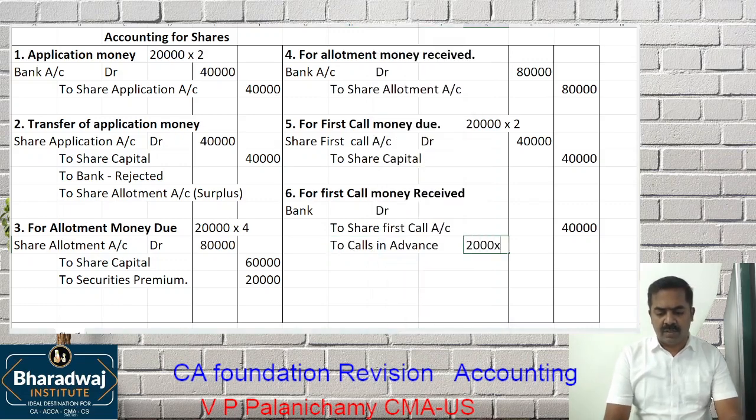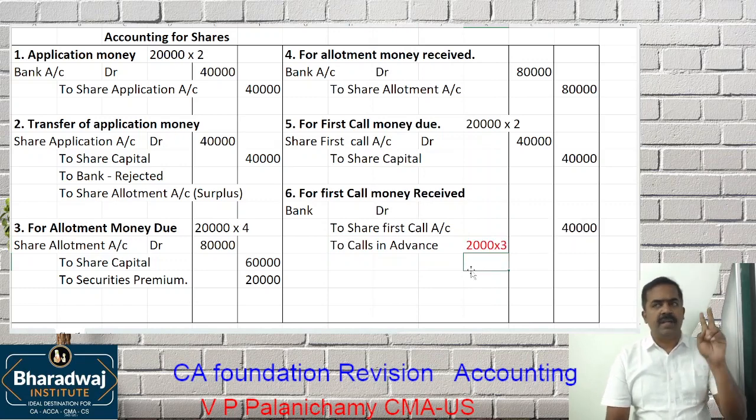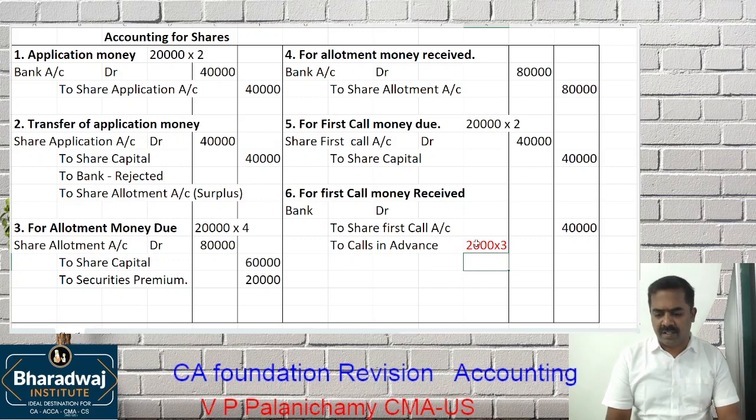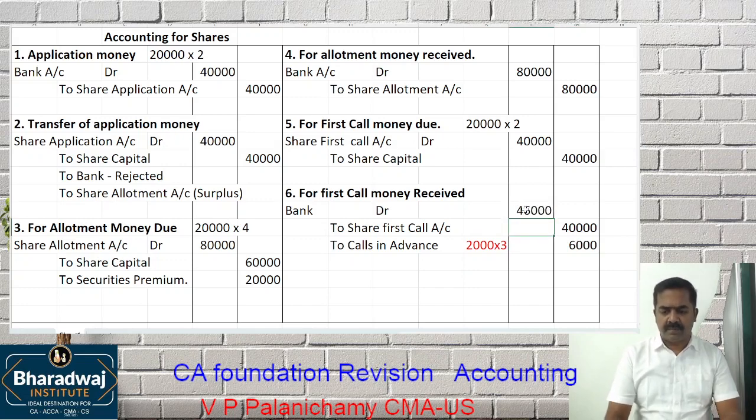2,000 shares into what is the final call money? 3 rupees. Application 2 rupees, allotment 4 rupees, first call 2 rupees, that makes 8 rupees. Total 11 rupees to collect, including the premium. 11 rupees to collect, balance 3 rupees, 6,000. So we collect 46,000.